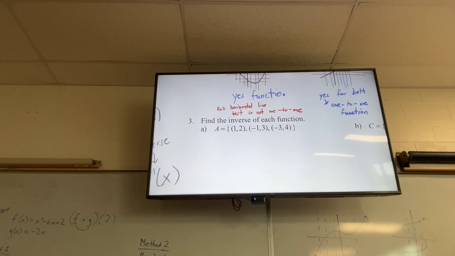Okay, find the inverse of each. For a set of points, what you do is actually pretty easy. Multiply by negative 1? Nope, just flip the x and y's. That's what I thought too. Good, you thought correctly.